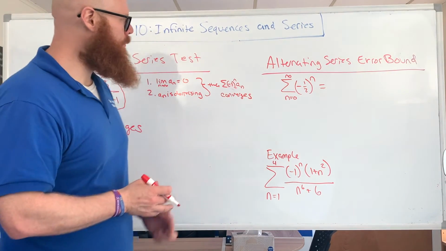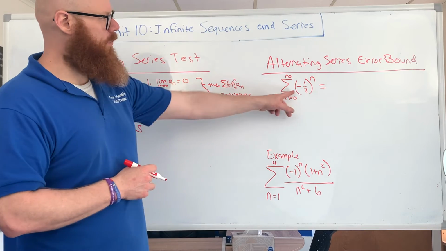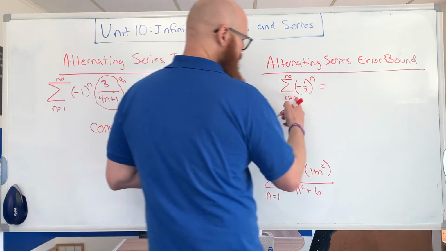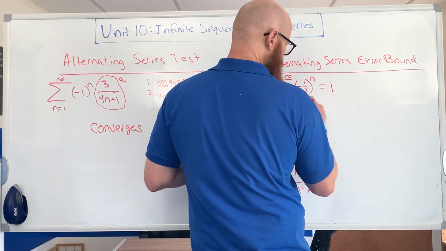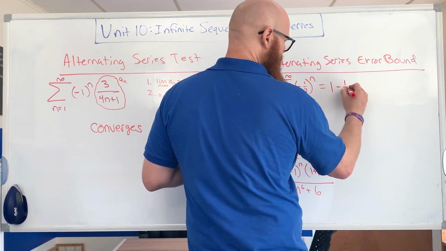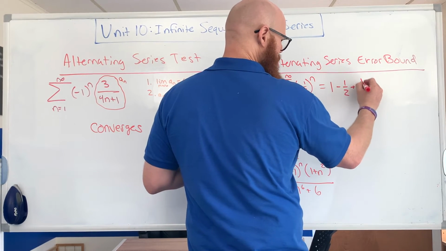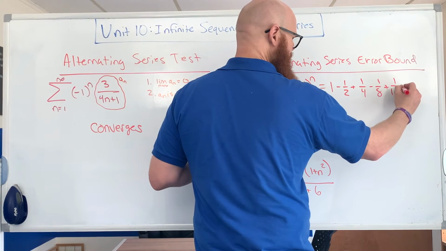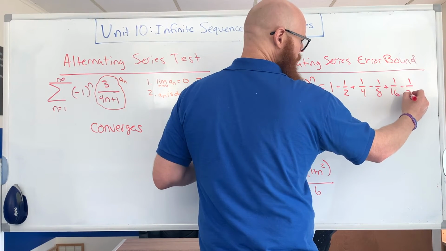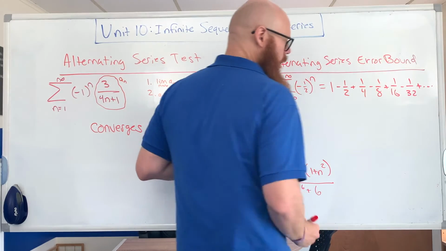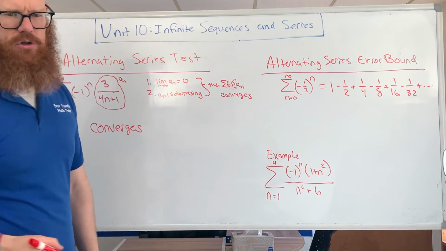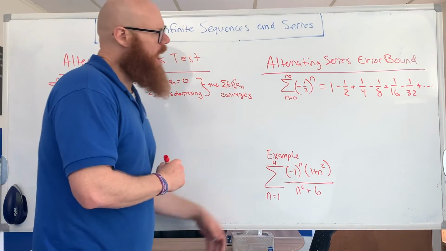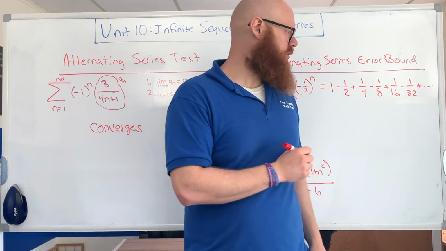So imagine what this series would look like. If you plug in 0, you're going to get 1. If you plug in 1, you're going to get minus a half. If you plug in 2, you're going to get plus a fourth, then minus an eighth, then plus a 16th, then minus 1/32, and then you're going to go on and on and on forever. All those powers of 2 on the bottom. At some point, I could just chop this off.